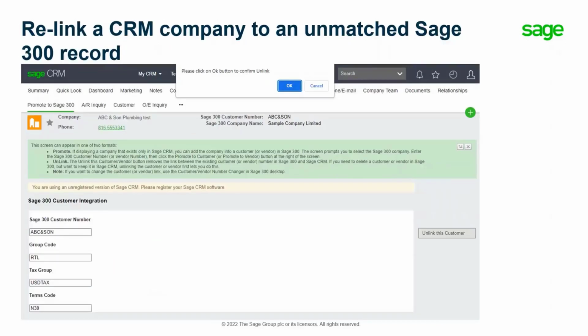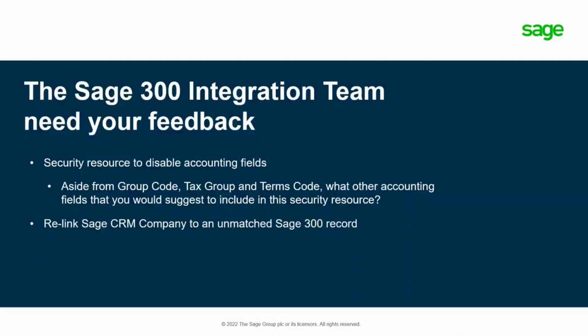Another enhancement is to allow the relinking of a CRM company to an unmatched Sage 300 record. After unlinking a CRM company from a Sage 300 AR customer or AP vendor, the user is not able to relink to the same or any existing Sage 300 AR customer or AP vendor. The only option in this case would be to create a new customer or a new vendor. So we're going to change that behavior so that a customer can relink to any existing Sage 300 AR customer or AP vendor. That's a wrap for the fixes and enhancements.